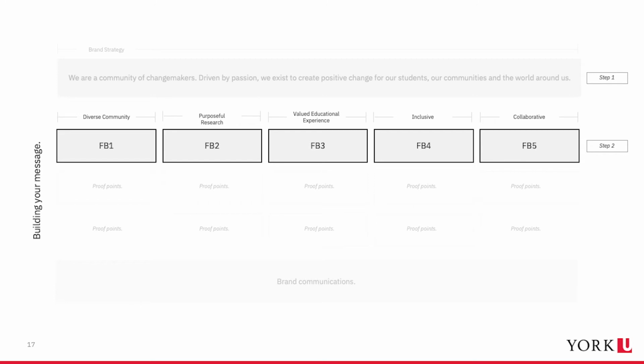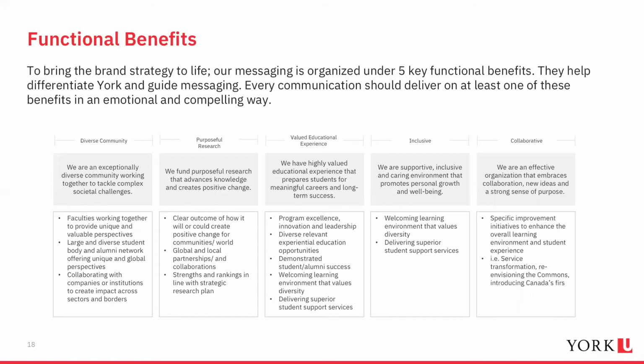Step 2, using the relevant functional benefits to bring that strategy to life around positive change, our messaging is organized under 5 key functional benefits. They are 1, diverse community, an exceptionally diverse community working together to tackle complex societal challenges. 2, purposeful research that advances knowledge and creates positive change. 3, a valued educational experience. 4, an inclusive, supportive, and caring environment. And 5, a collaborative environment that embraces collaboration, new ideas, and a strong sense of purpose.